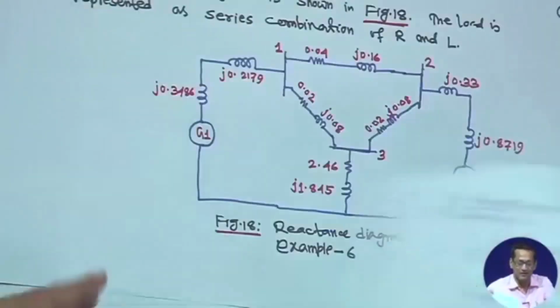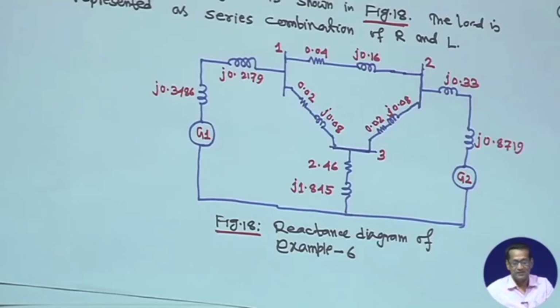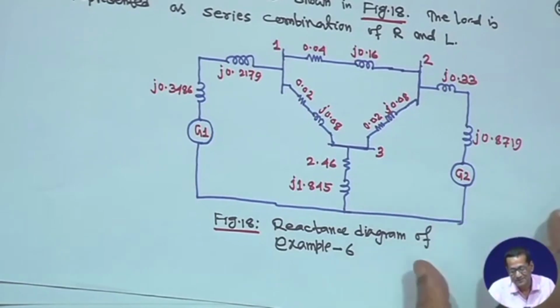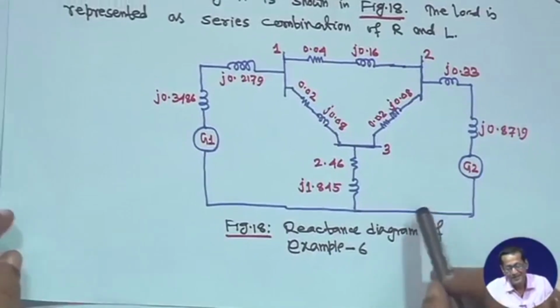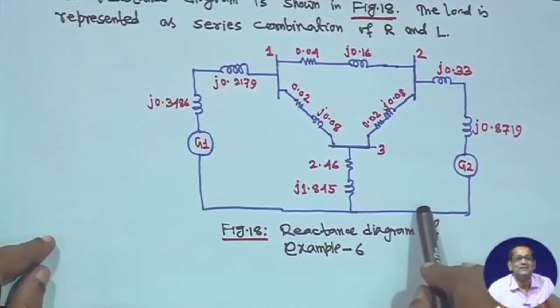So, you can make this diagram. This is your per unit diagram. This is actually required for fault studies, another thing we will see later.